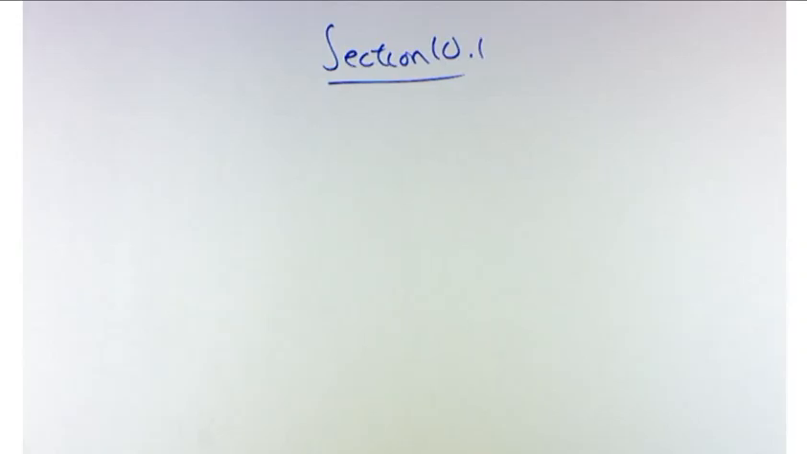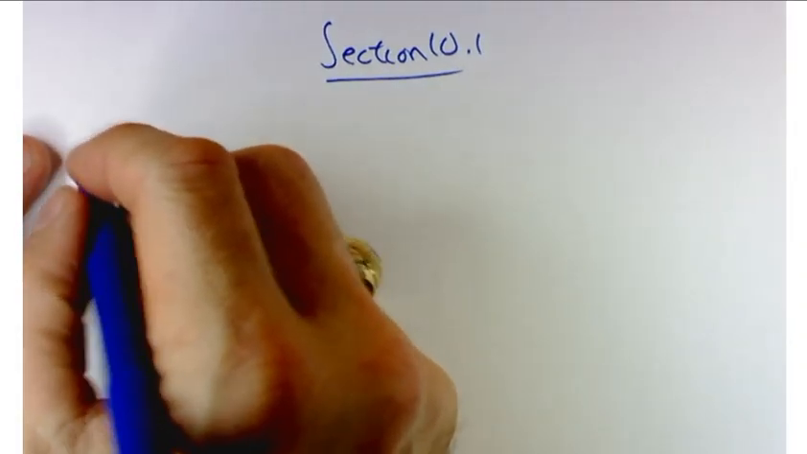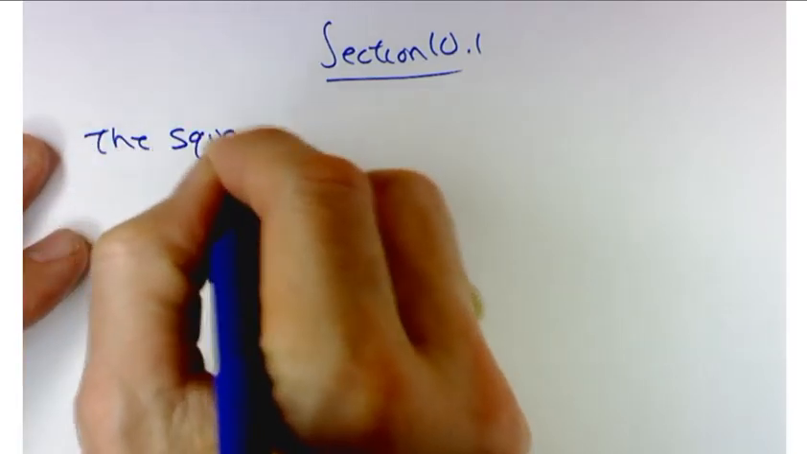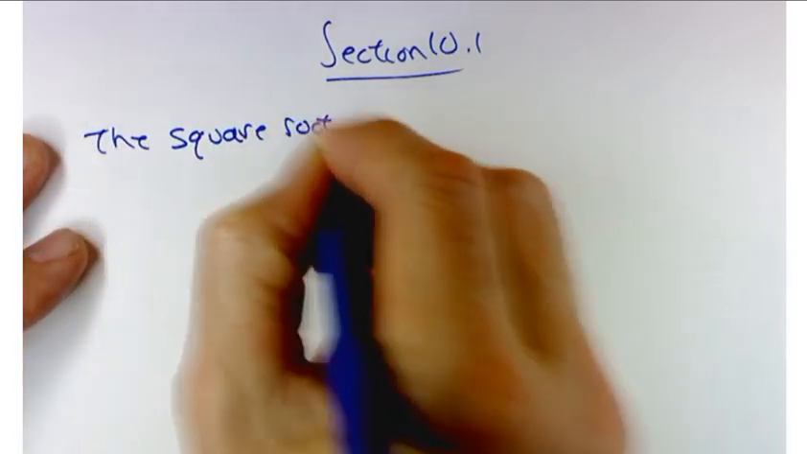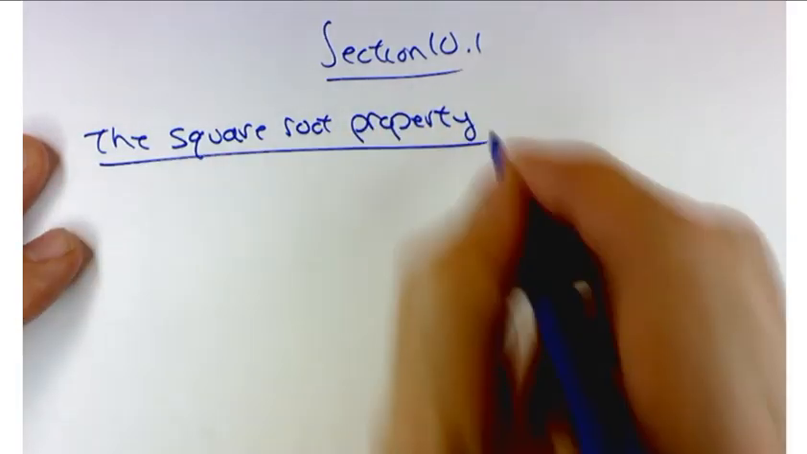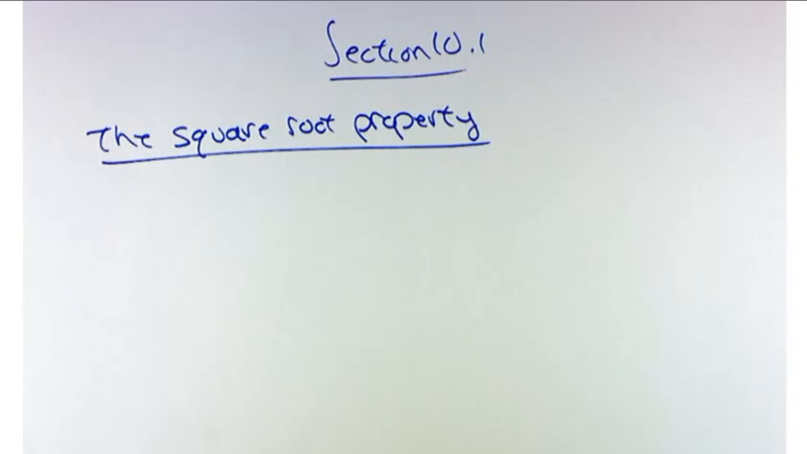Section 10.1 is going to discuss quadratic equations and a different way to solve quadratic equations. Now, I already kind of hinted at this and did this in section 9.7, but we're going to use what's called the square root property. It's something we can use to solve quadratic equations if they're in the right form.